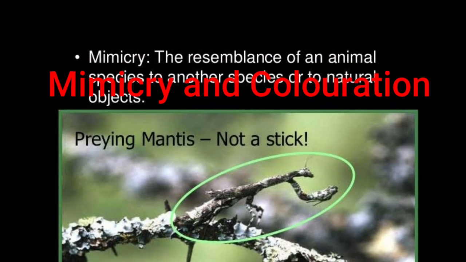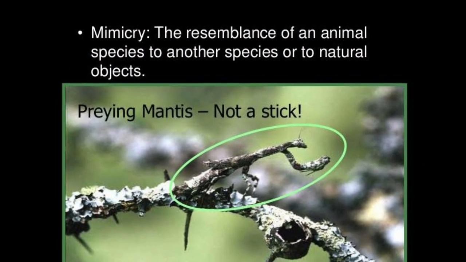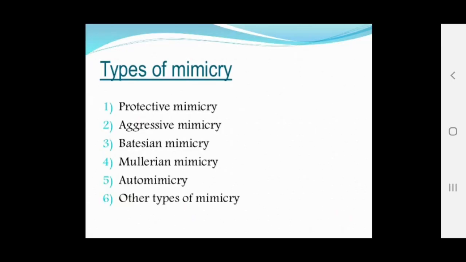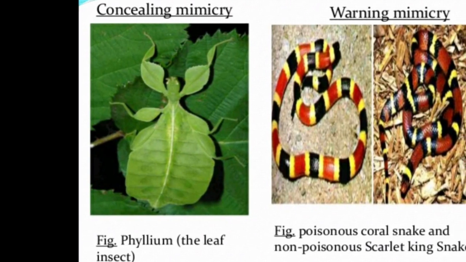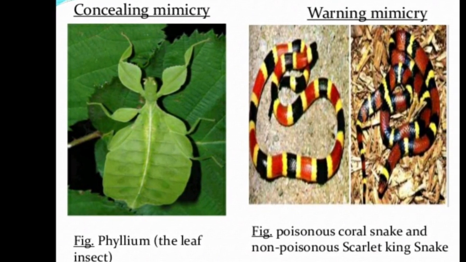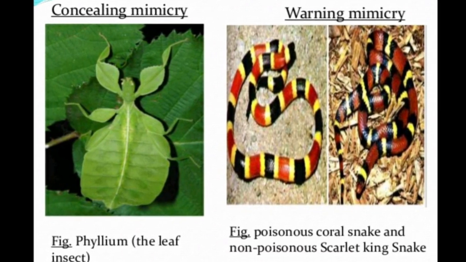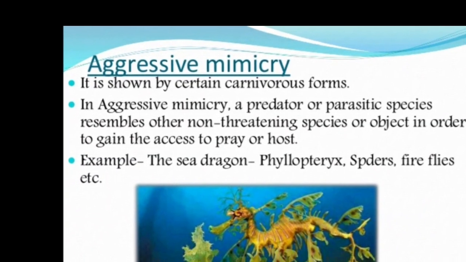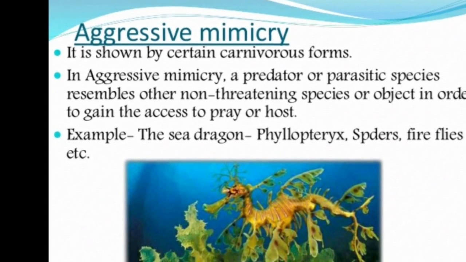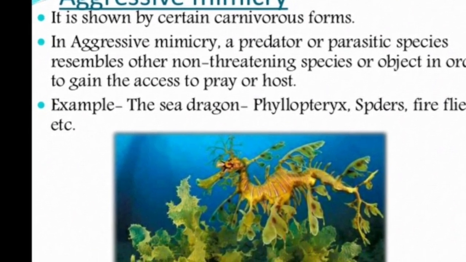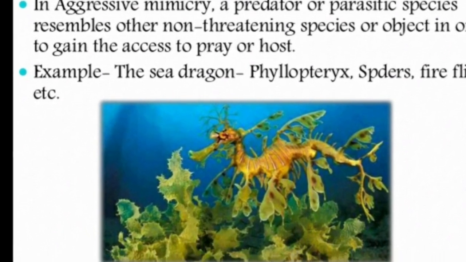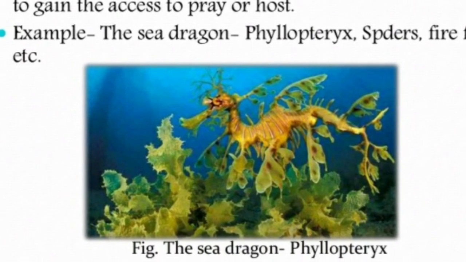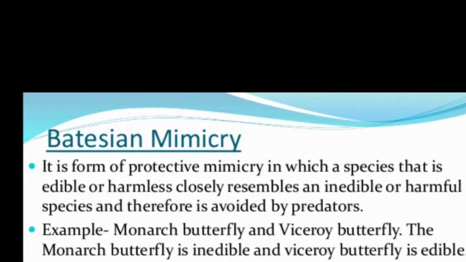Mimicry means similarities between species. There are different types of mimicry. One is protective mimicry, there is concealing mimicry and warning mimicry. In some animals there is aggressive mimicry. In these, predator or parasite species resemble non-threatening species.